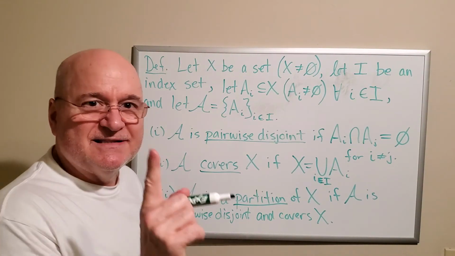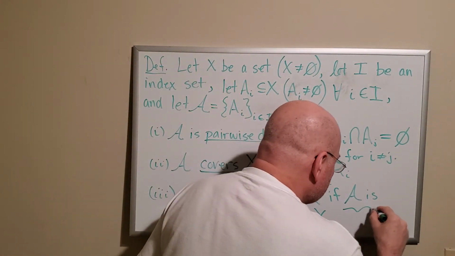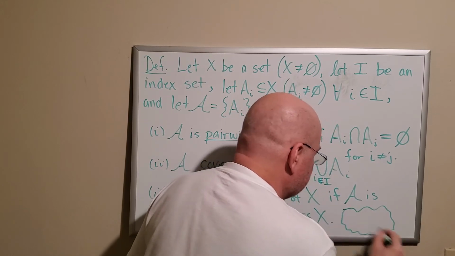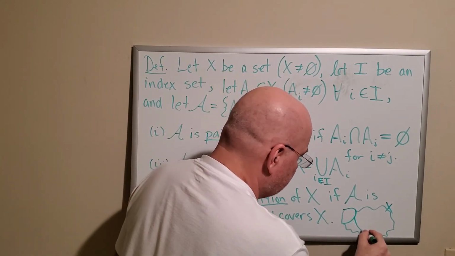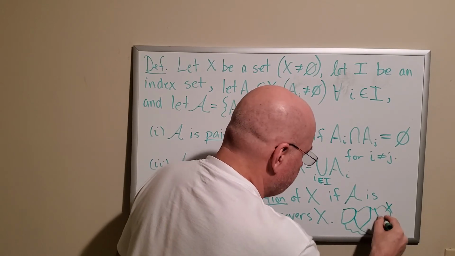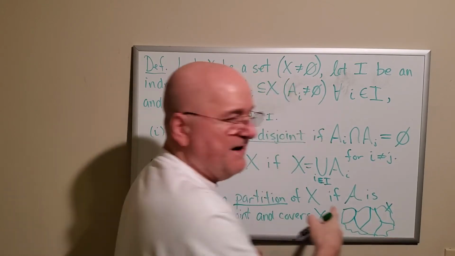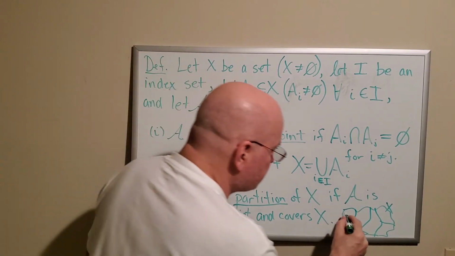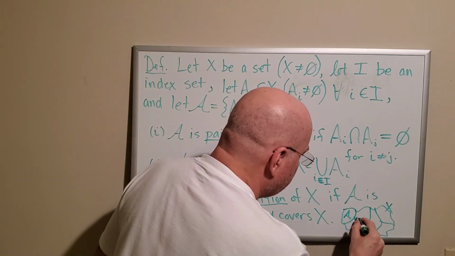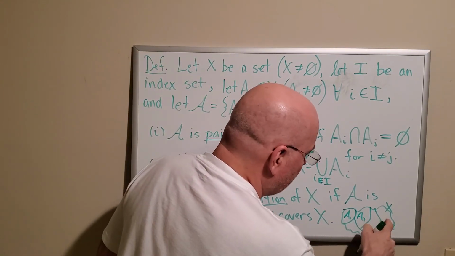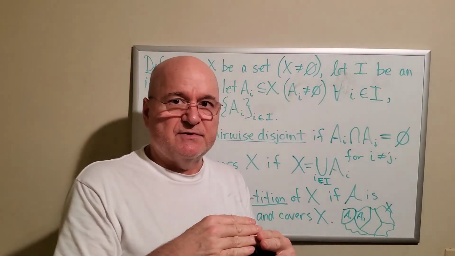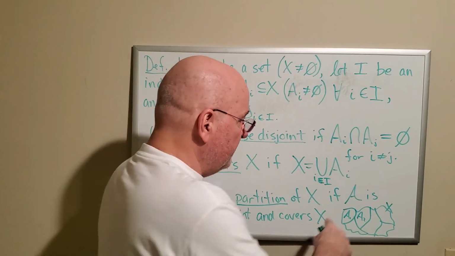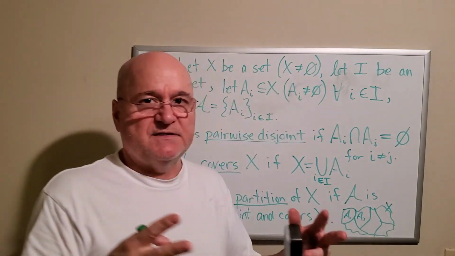And I'm going to draw a little tiny picture here. If this is our big set X, then one partition could look like this. I don't have infinitely many sets there, but this could be A1, A2, A3, A4, A5, A6. Notice that they don't have any overlap with each other, so they're disjoint, and their union is the entire set X.